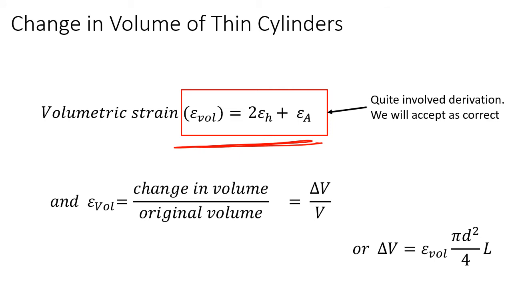Knowing that strain is change in volume over original volume, we can equate our overall volumetric strain to our change in volume. So we can work out the change in volume of our cylinder from the values that we've got. We've got our volumetric strain, and the volume of a cylinder will be the internal area, so it's pi d squared over 4, multiplied by the length.